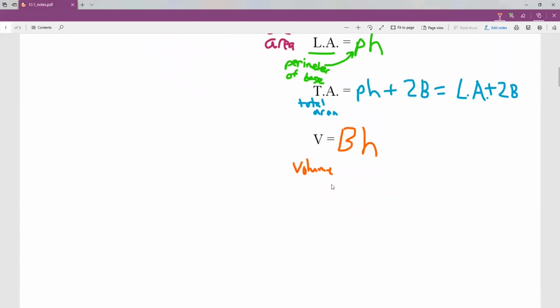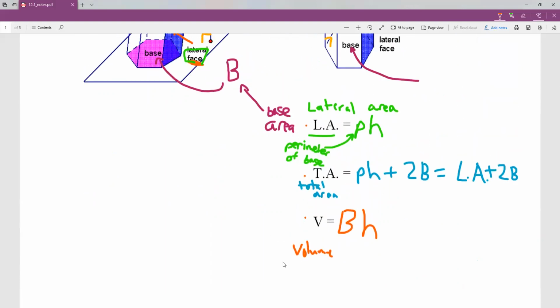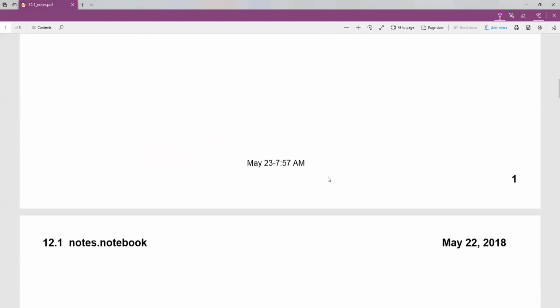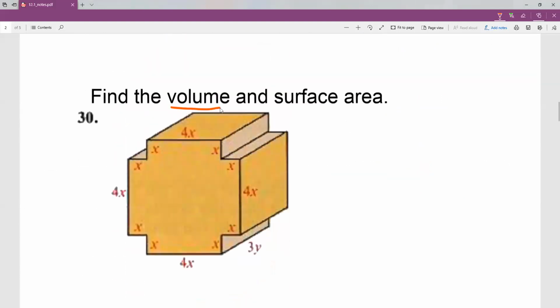Okay, so we're going to take these three formulas and put them into action right down here. We have this complicated shape, and it's asking us to find the volume and the surface area. We'll start off with the volume. The volume is just base times height. So all we need to do is find the area of this base and then multiply it by the height, which is going to be 3y.